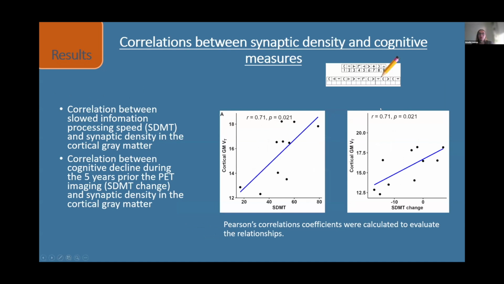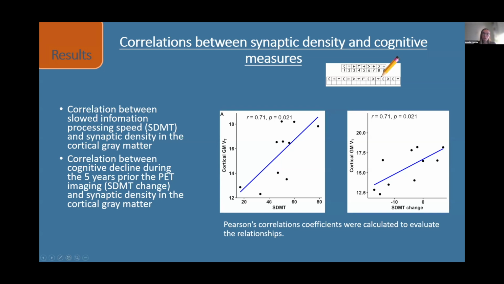Okay, of course, we were then also interested whether we would see any correlations between the synaptic density and the clinical and the cognitive measures that we had assessed during our study. And while there was no correlation between the clinical measures, so the EDSS, and the synaptic density, we could see that there's a significant positive correlation between the cortical gray matter VT and the SDMT.